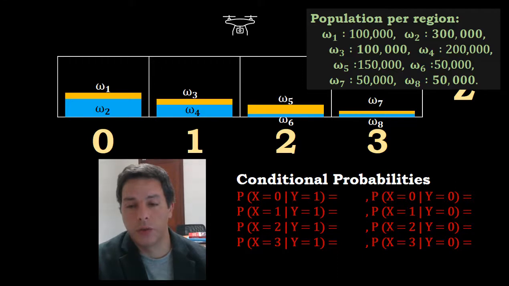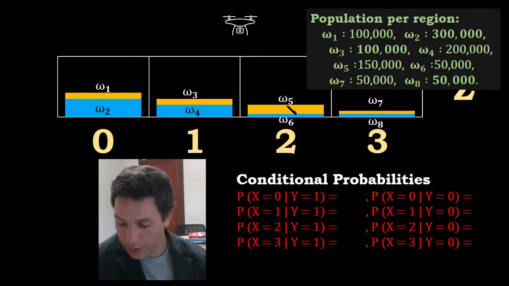Now, third, probability of x equals 2 given that y equals 0. So what's the probability that it lands in region 2 given that we know it landed in an inland area? That's the probability for omega 5 over the sum of the probabilities of omega 1, omega 3, omega 5, and omega 7. And so that's 0.15 over 0.4. That gives us 0.375.